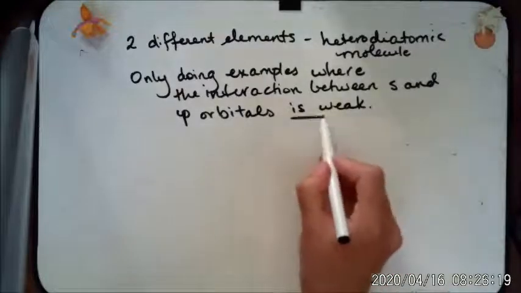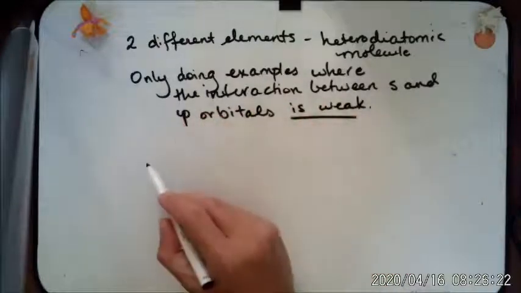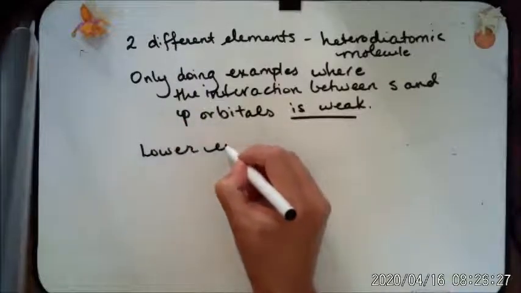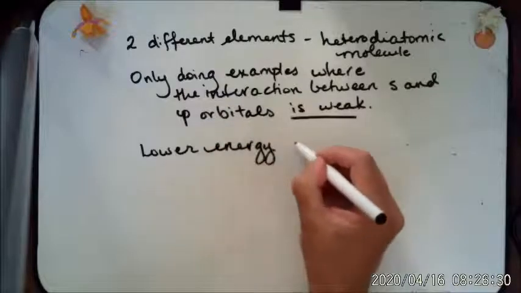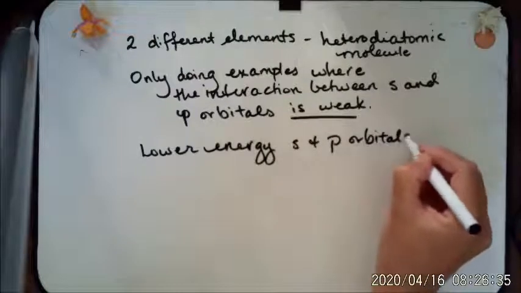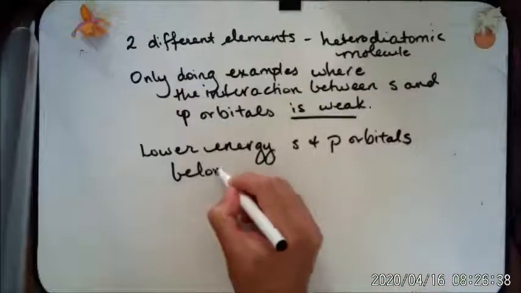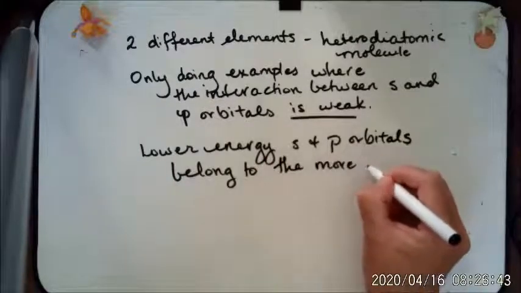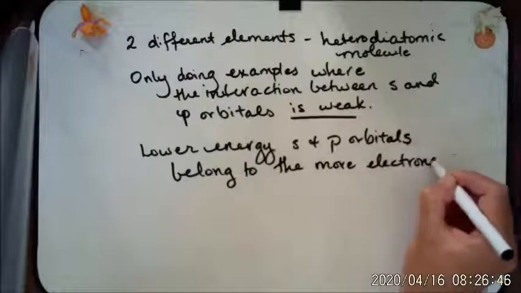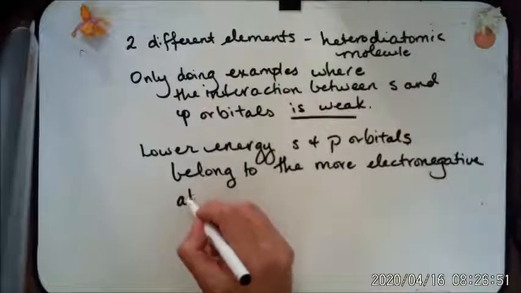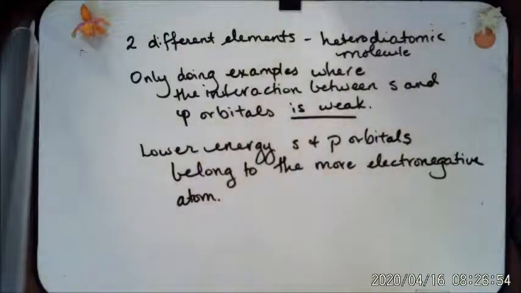This is important information. The other thing you need to do when it's heterodiatomic is the lower energy s and p orbitals belong to the more electronegative atom. All right, so that's also important. So let's take a look at something like NO.